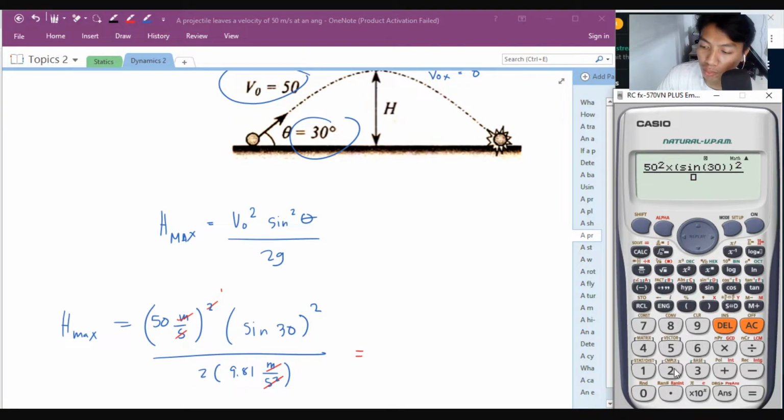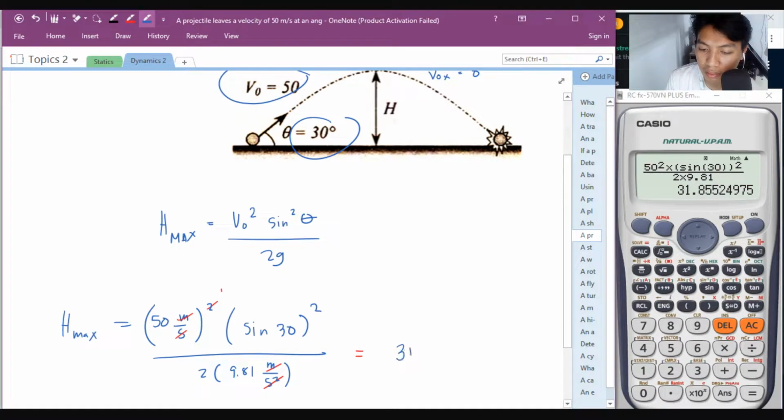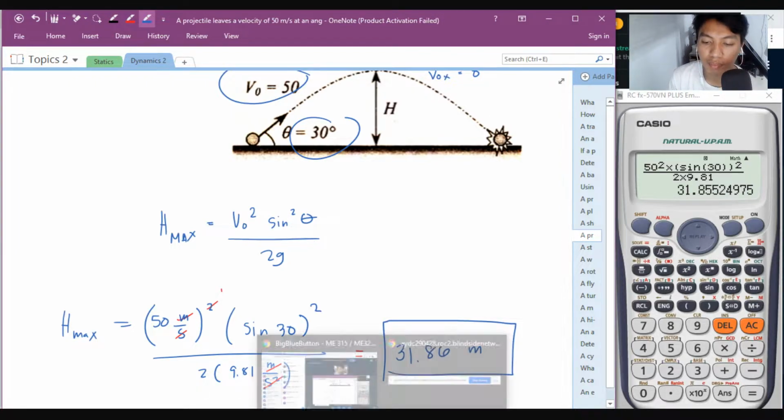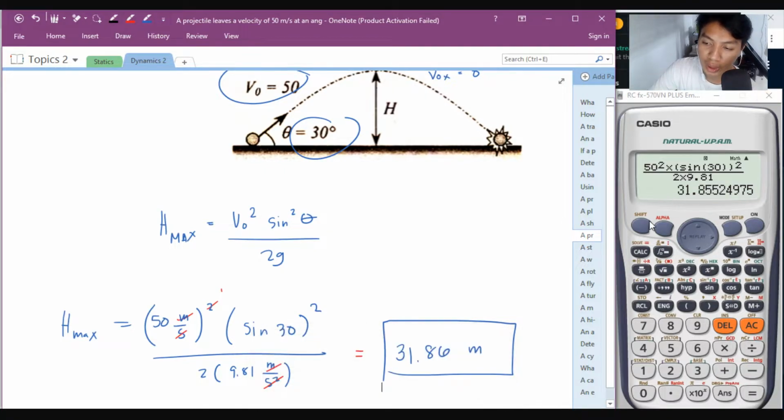Divided by 2 times 9.81. That is 31.86 meters above the ground. So that is for the second problem.